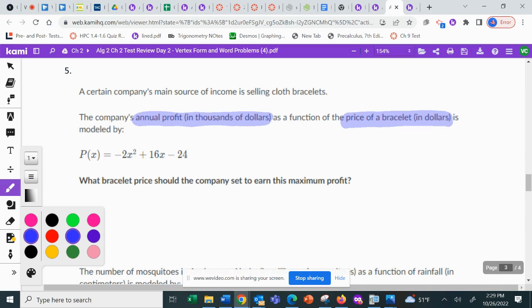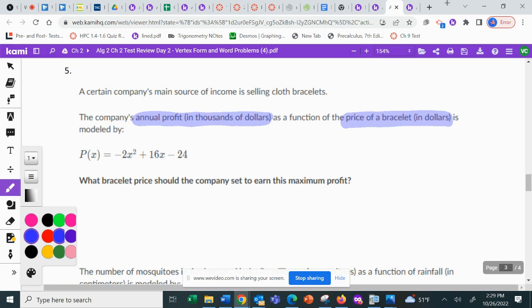So out of making profit and the price of a bracelet, does anybody know what I need to know first? You're going to have a company someday. You're going to be a business owner, work in business. If you want to sell something, do you know how much you sell it for first, or do you make profit first? You got to know how much you're selling it for, or you can't make any profit. Profit comes after you sell the bracelets.